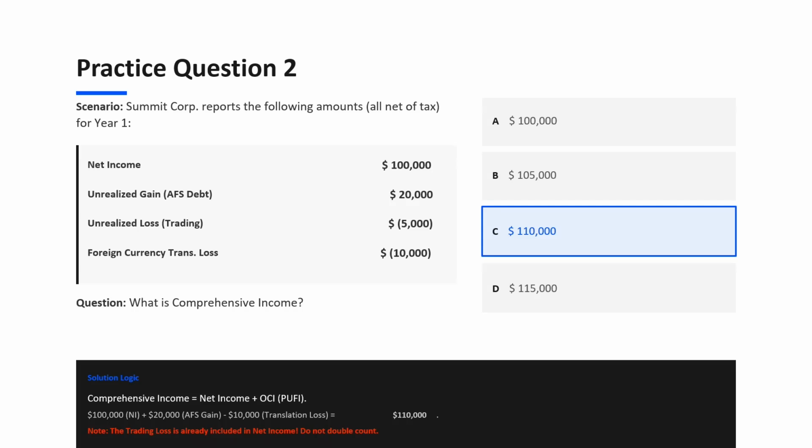Okay, here's another practice question. In the scenario, we have a company that reported some amounts for year one, and they're asking us for the comprehensive income. Remember what the comprehensive income was? It was net income plus other comprehensive income. That gives us the comprehensive income. So we have the $100,000 net income. We have an unrealized gain from available for sale.